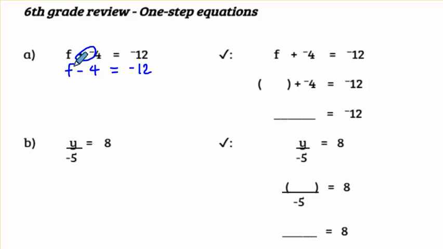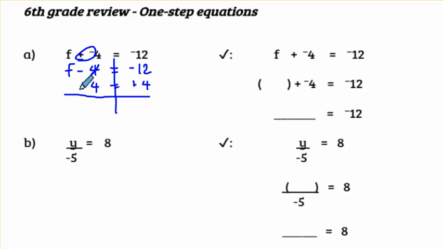So now my equation is f minus 4 equals negative 12. I'm going to draw my river. And what do I want to get by itself? The f. So how am I going to get rid of minus 4? I add 4. I'm trying to get a 0 there. Whatever I do on the left side, I've also got to do on the right. You had to show this on both sides or it wasn't shown correctly.